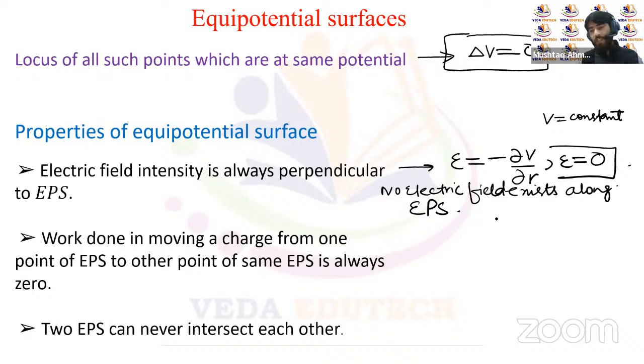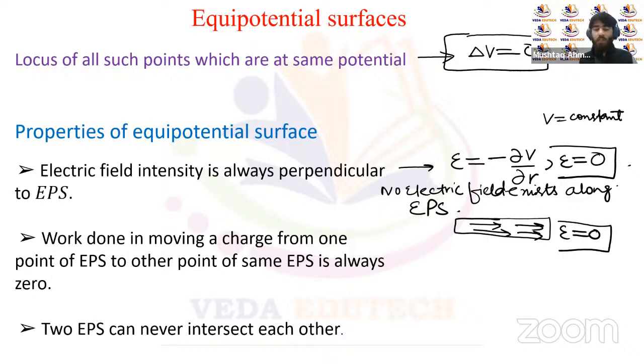That's the reason. Let's suppose we have this equipotential surface here. So along this surface, the electric field lines will be equal to 0, right? So E will be equal to 0 along this surface. No electric field will exist along this surface.